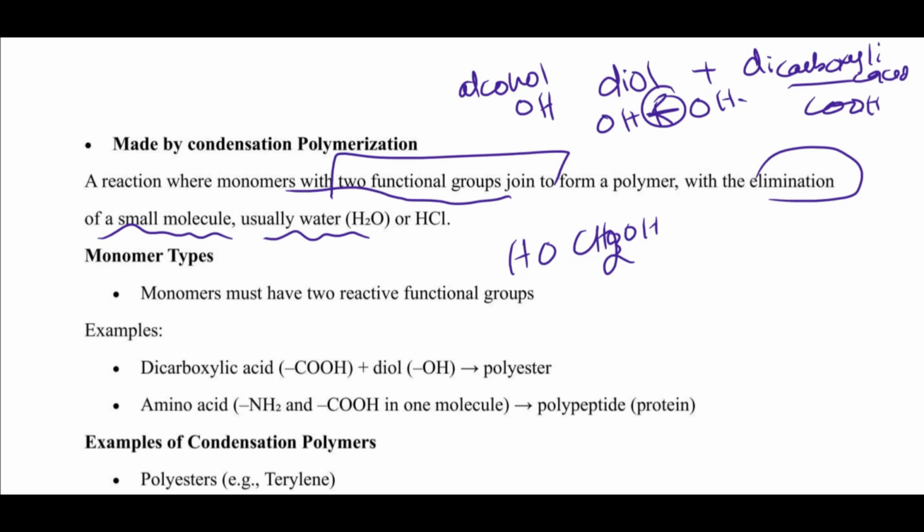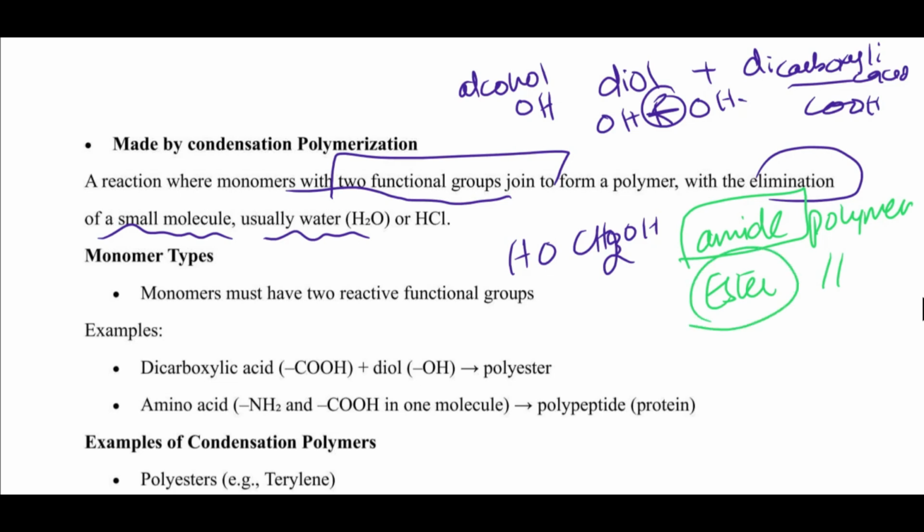There are two different types of condensation polymerization. In chapter 20, you are given two types of polymers: amide polymers and ester polymers. Those polymers that have an amide bond in them are called amide polymers, and the ester polymers, or polyesters, are the ones that have an ester bond in them. How do you get an ester bond? It is similar to when an alcohol reacts with a carboxylic acid, we get esters. So for an ester bond, a diol, which means dialcohol, reacts with a dicarboxylic acid, and you get an ester.